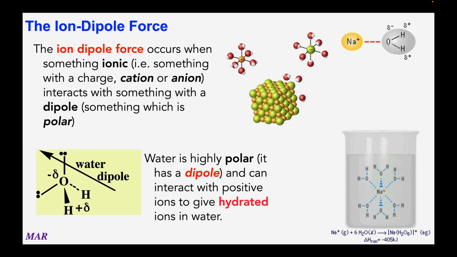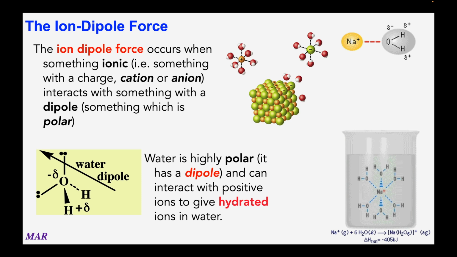So if you put something like sodium chloride in water, it quickly dissolves. The Na plus is surrounded by the negative sides of water. The chlorides, likewise, are surrounded by the positive sides of water. And usually the solvent way outnumbers the solute, so it's not a problem. You've got a lot of solvent molecules around each ion. This is what leads to hydrated ions in water.